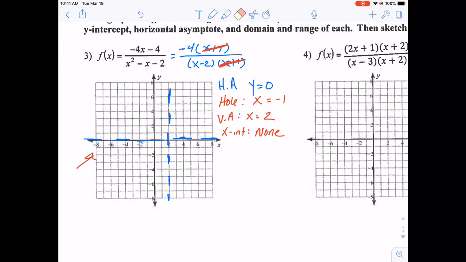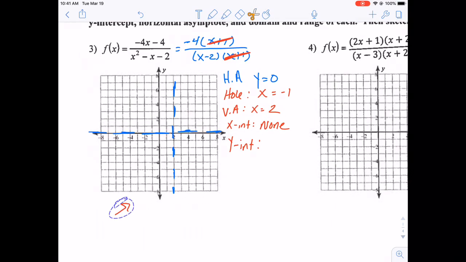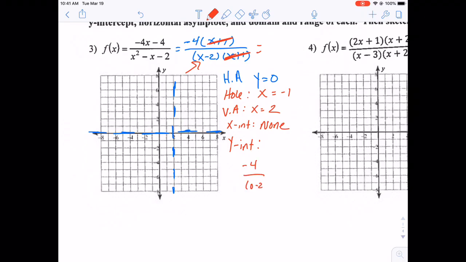All right, let's move along to the y-intercept. This is the only point we really have to shape our graph. The y-intercept is plug in 0 for whatever is left. I should have kept my arrow. Let me bring back my arrow here. We're going to plug in 0 for any x that's left. This is the only x that's left, so we put that 0 in the denominator. I'll write it down here: negative 4 in the numerator, and then 0 minus 2 in the denominator, which is negative 4 over negative 2, which is positive 2. That means my y-intercept is at the ordered pair (0, positive 2).